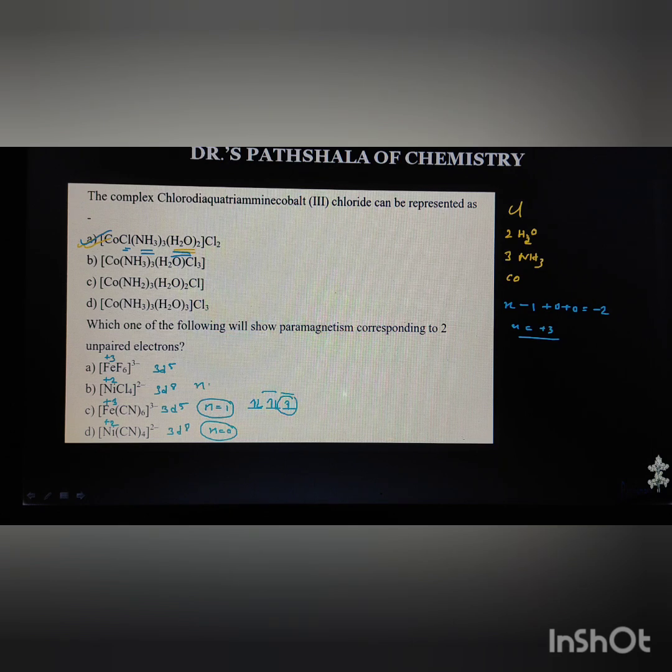In NiCl4 2 minus, n will be 2 because no pairing of electrons takes place. Here also no pairing takes place, and all electrons are unpaired because F is a weak field ligand. So n is equal to 2 in this case. Which of the following shows paramagnetism corresponding to 2 unpaired electrons? The correct answer will be option B, because if we put the magnetic moment formula, root of n(n+2) BM, we can determine the magnetic moment corresponding to n equal to 2.